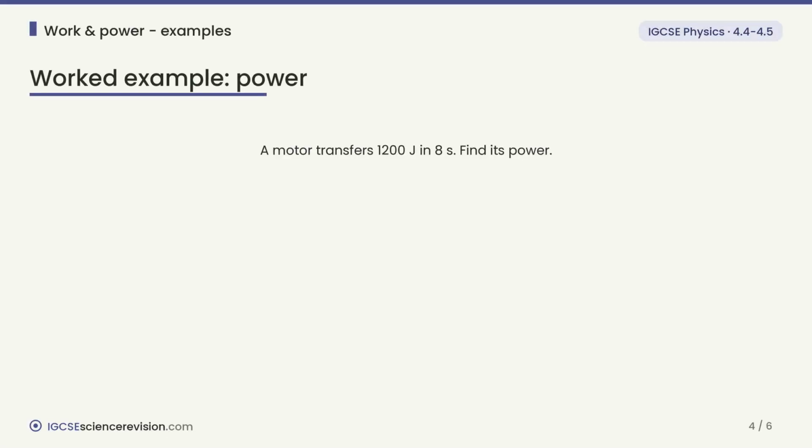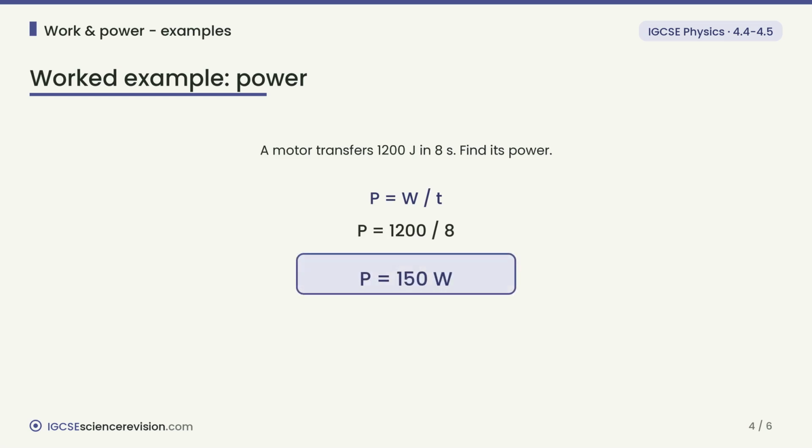Now a power calculation. A motor transfers 1,200 joules of energy in 8 seconds. Write the equation. Power equals work divided by time. Substitute 1,200 divided by 8. That's 150 watts, 150 joules every second.